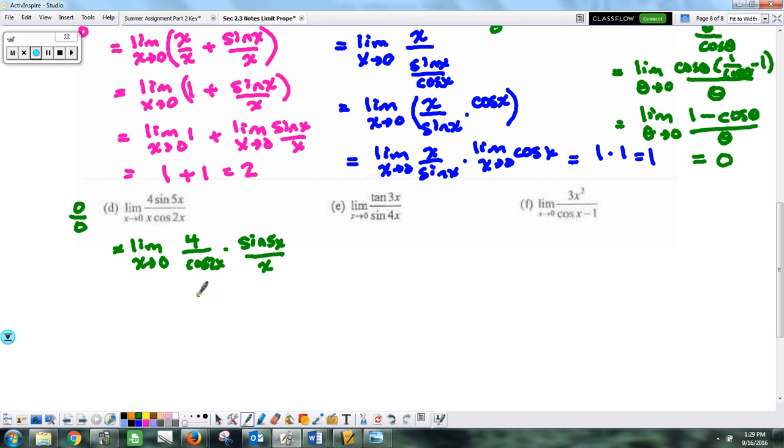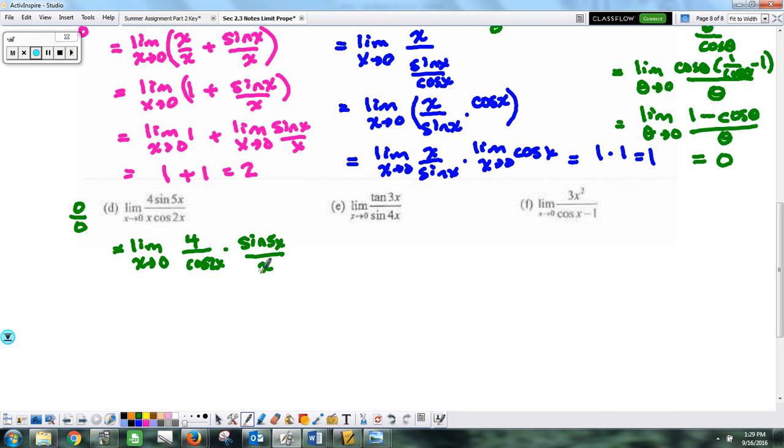And what I see here is very similar to the example I just showed you above. This limit exists because if I plug in 0 for the x right here, I get cosine of 0, which is 1, and that's 4. So this has a limit that exists. So I'm on target to use my limit properties.